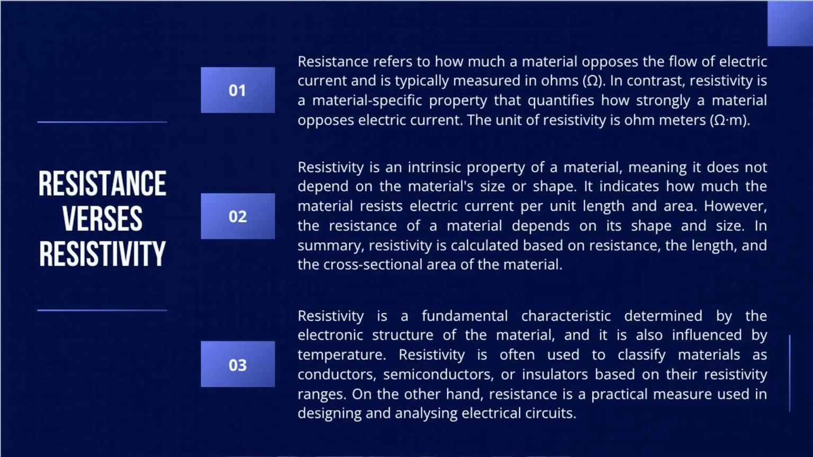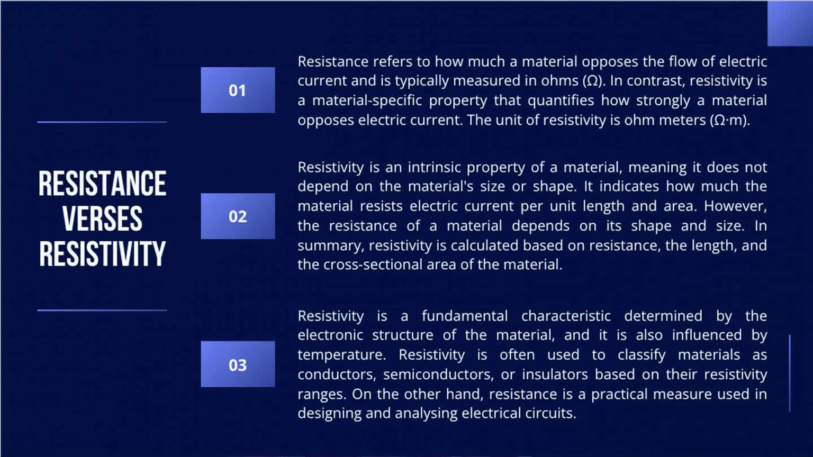It indicates how much the material resists electric current per unit length per area. However, the resistance of a material depends on its shape and size. So in summary, resistivity is calculated based on resistance, the length and the cross-sectional area of the material. Meanwhile, resistivity is a fundamental characteristic determined by the electronic structure of the material, and it is also influenced by temperature.